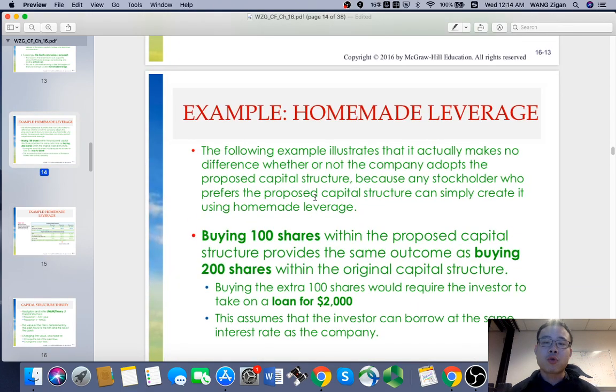But this idea, of course, is wrong. I mean, it is right in this model, but it is wrong in reality. For example, for an individual to borrow money, the interest rate that the bank gives you will most likely be higher than for a large firm, a listed firm on the stock exchange. So your interest rate could be different.